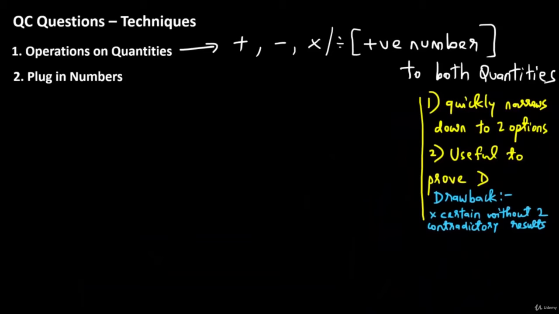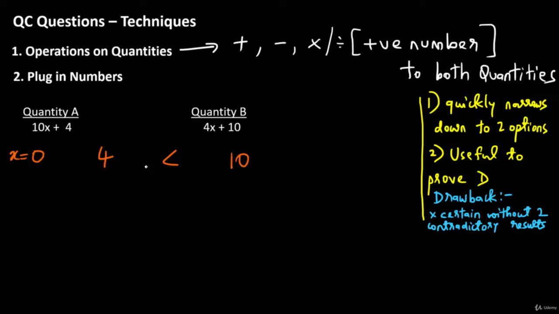So over here I have another question. Quantity A is 10x plus 4 and quantity B is 4x plus 10. Now if you substitute x is equal to 0, you get quantity A as 4 and quantity B as 10, right? So 4 is less than 10.